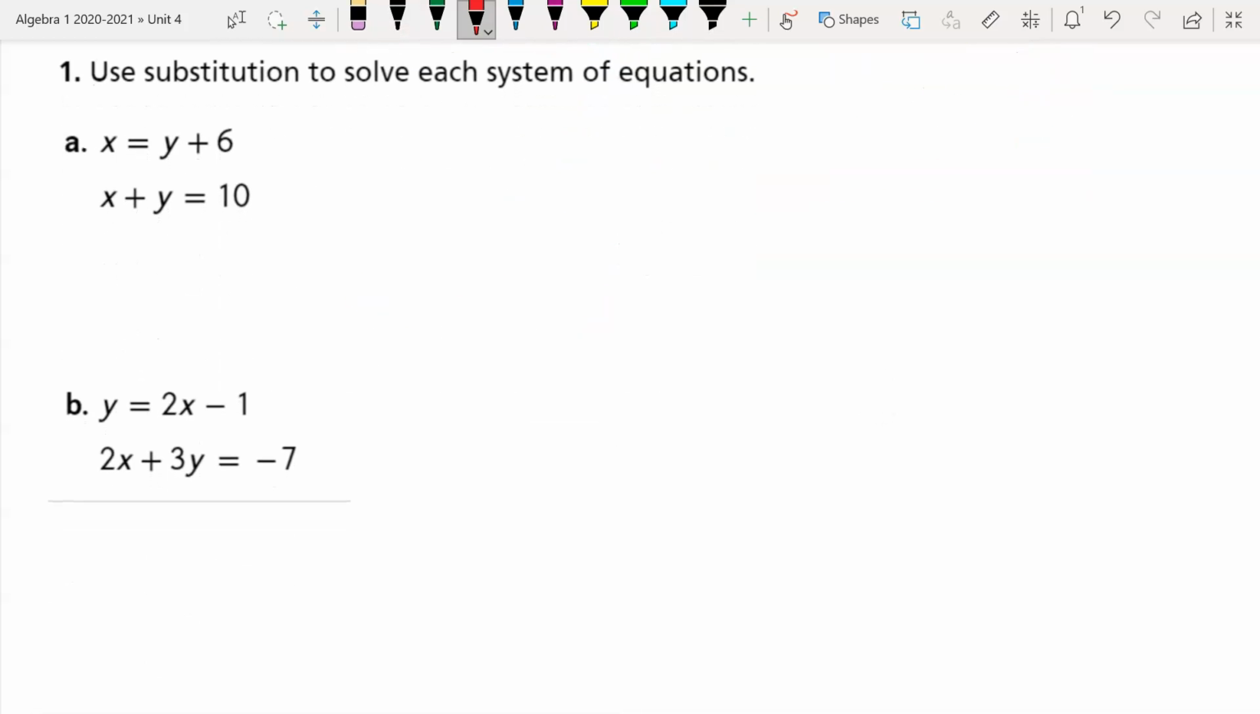So I'm going to encourage you to try this top problem. I know we just did one example, but I want you to pause it and try it. All right?